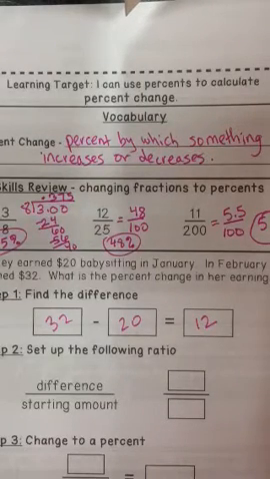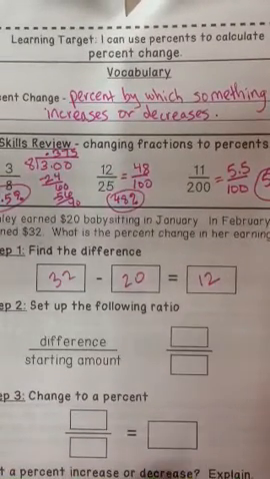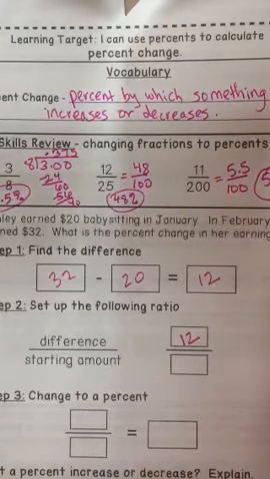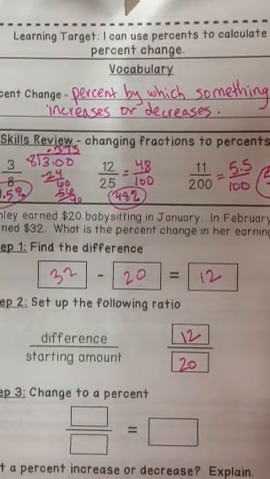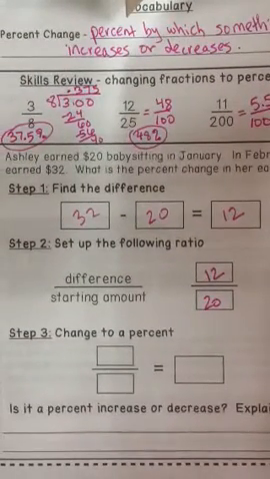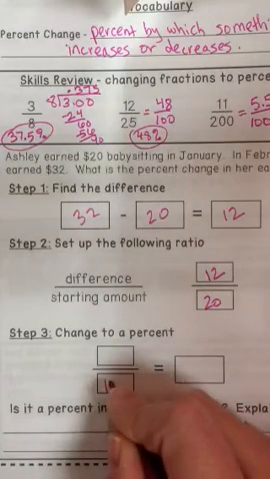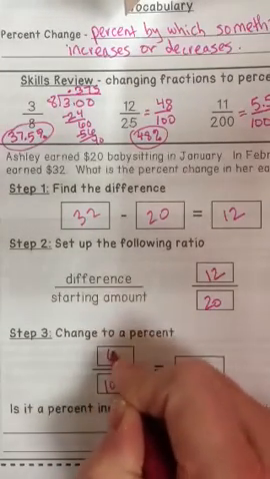And then to change that to a percent, we're going to set up the following ratio or fraction. The difference in her pay is $12. The first amount she was paid, the starting amount or the original, was $20 in January. And then we're just going to change that to a percent. So again, we could find a common denominator of 100. So 20 times 5 is 100, then we can do 12 times 5 to get 60.